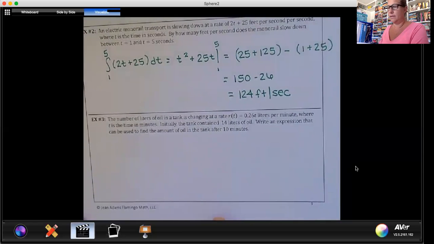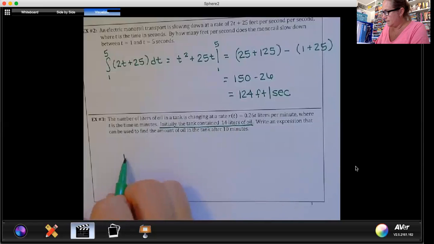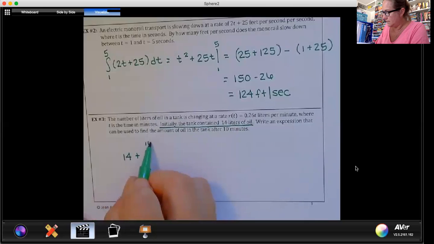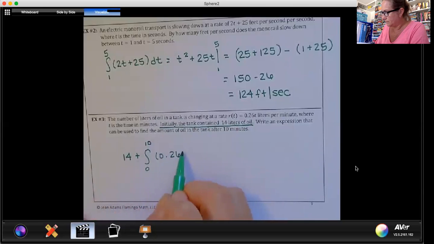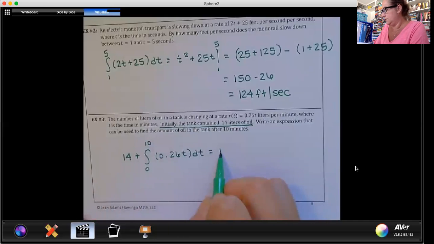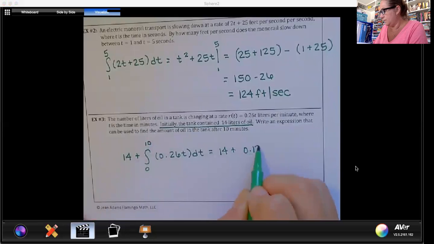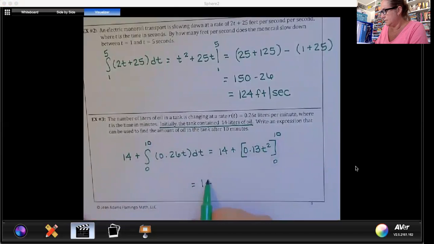The number of liters of oil in a tank is changing at a rate of 0.26 t liters per minute, where t is the time in minutes. Initially, the tank contained 14 liters of oil. Write an expression that can be used to find the amount of oil in the tank after 10 minutes. So that initial condition plus time from 0 to 10 of your function is 14 plus 0.13 t squared from 0 to 10, is 14 plus 0.13 times 10 squared is 13, so 27 liters.